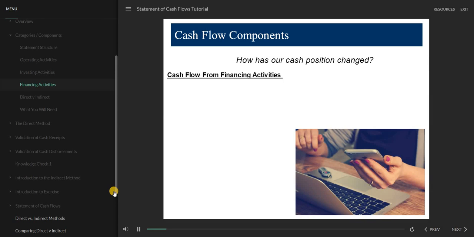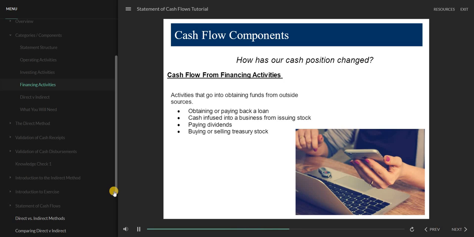Cash flow from financing activities include those activities that go into obtaining funds from outside sources. These activities include obtaining or paying off a loan, the issuance of stock, paying dividends, and buying or selling of treasury stock.